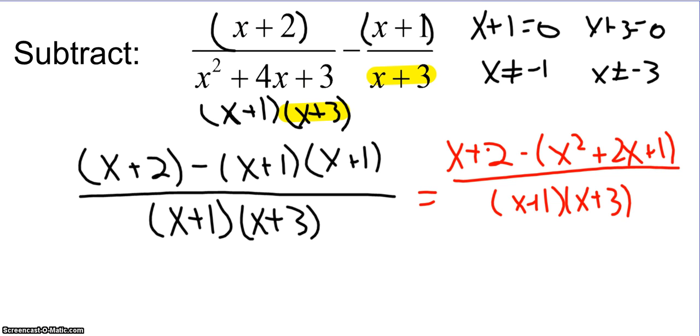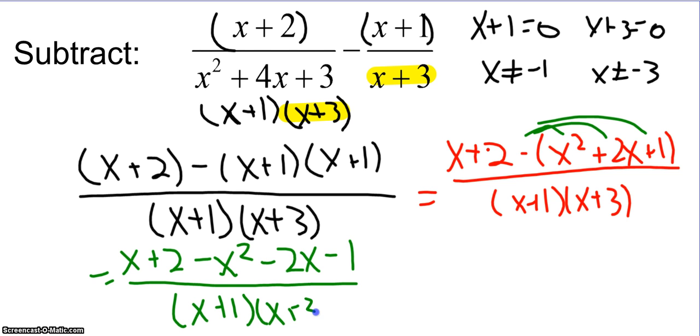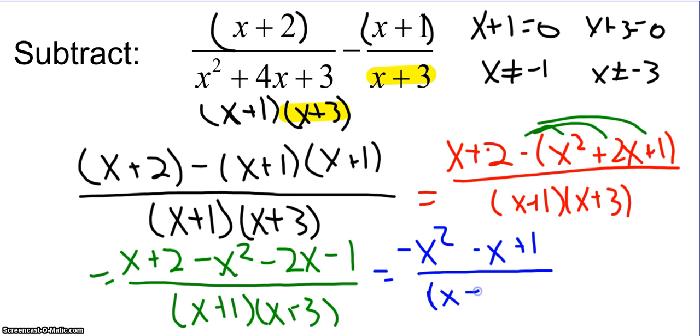Okay, now I need to distribute this beautiful negative sign. So all my signs are going to switch. So this is equal to x plus 2 minus x squared minus 2x minus 1 all over x plus 1 times x plus 3. Okay, combine like terms now. Y'all's favorite thing. Alright, negative x squared is going to stay negative x squared. x minus 2x is a negative x. 2 minus 1 is a positive 1. All over x plus 1 times x plus 3.